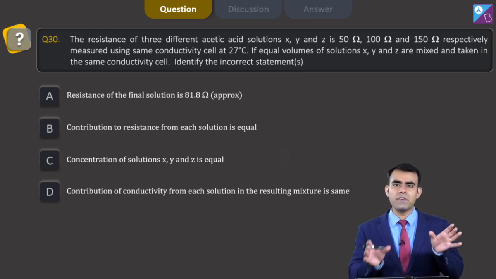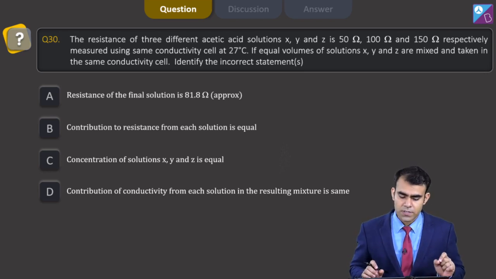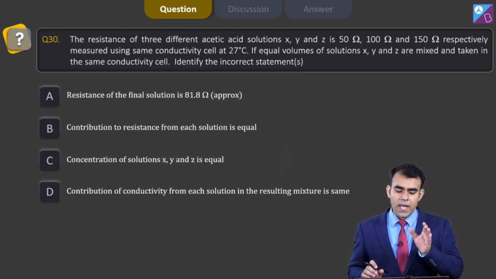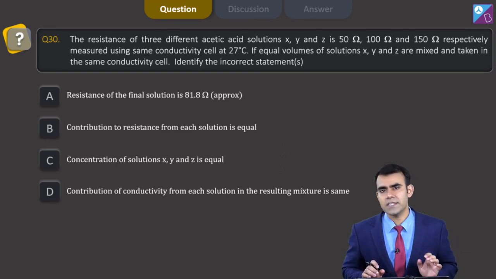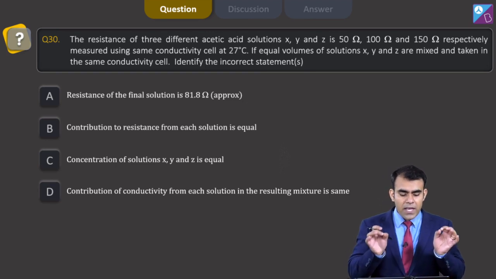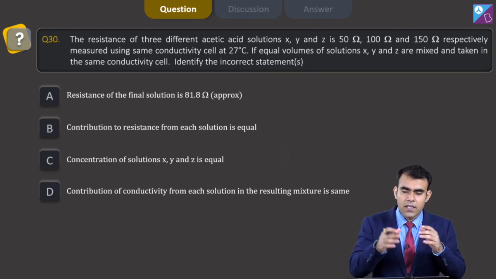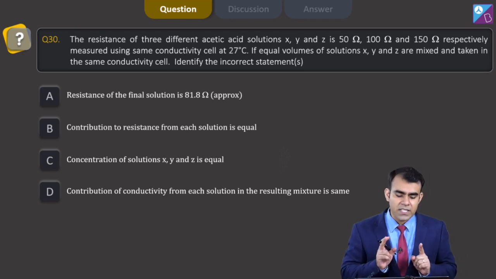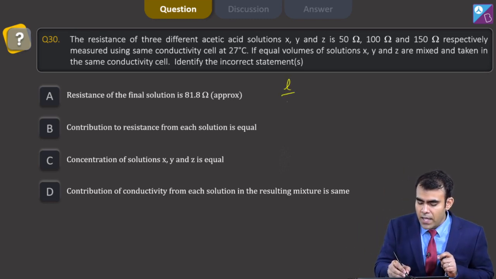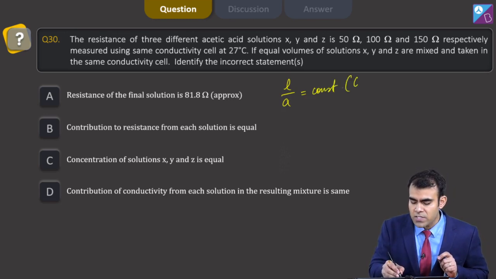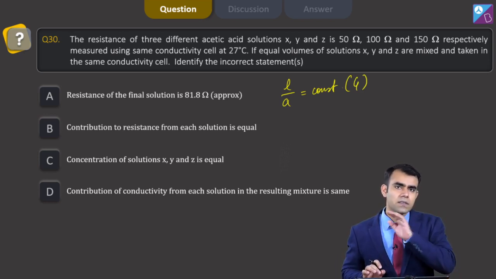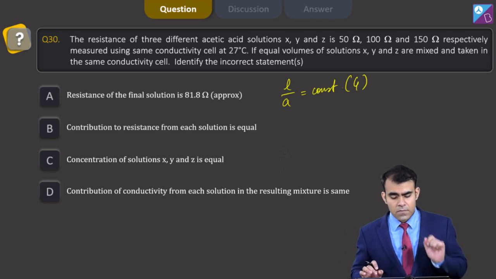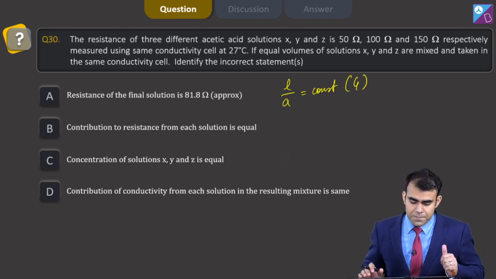Now here we have been given three different solutions. The first solution is having resistance 50 ohm, the second one is having resistance 100 ohm, and the third one is having resistance 150 ohm. And we are checking these resistances using the same conductivity cell. It means their L by A is basically a constant value. Let's take it as G, and this is the cell constant. So for these three cells, my cell constant is the same. And also the temperature is the same.